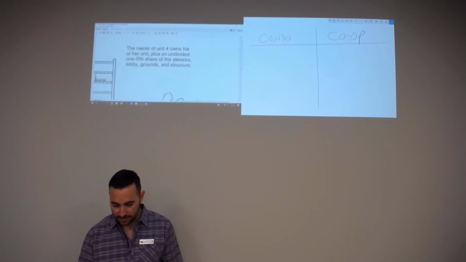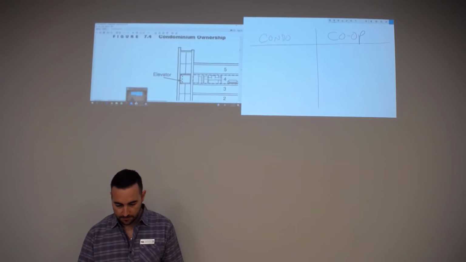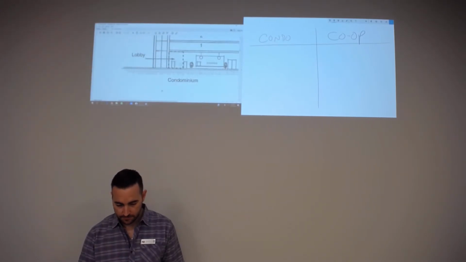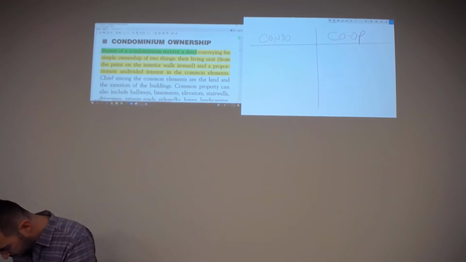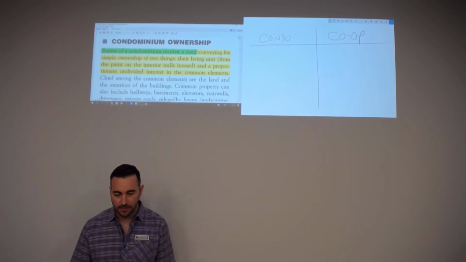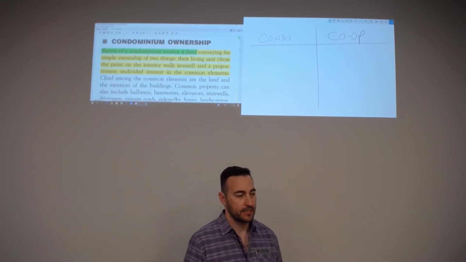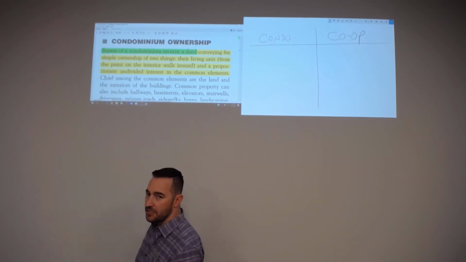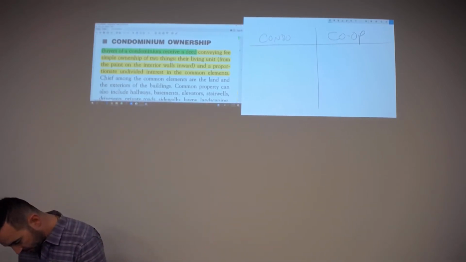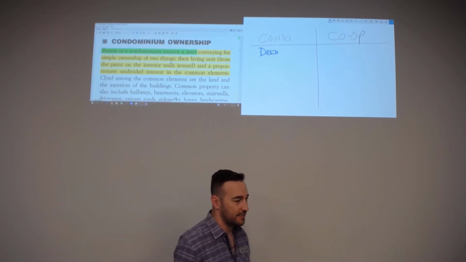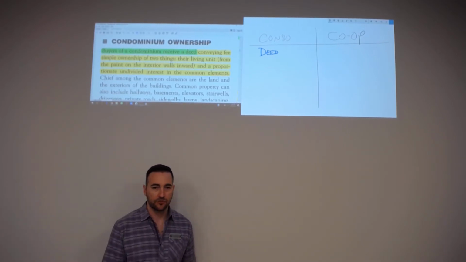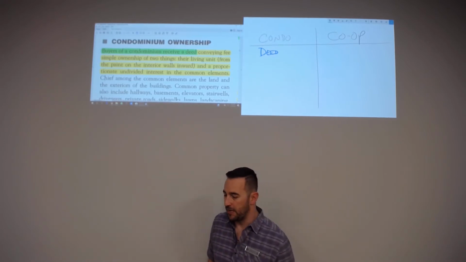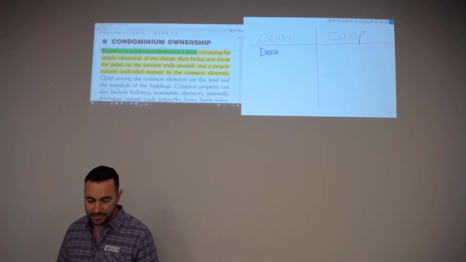Next page, so we figure out the difference between condos and co-ops. Condo ownership, the difference between these. In a condo, buyers of a condo receive a deed. These are like cell phones, so I have to keep repeating. When you buy a condo, you receive a deed. That means you're an owner of the property, conveying fee simple ownership to two things: their living unit, from the paint on the interior walls inwards, and a proportionate, undivided interest in common elements.